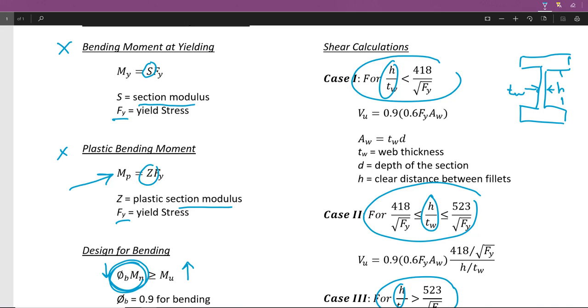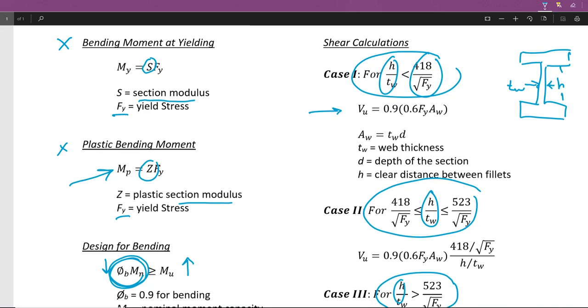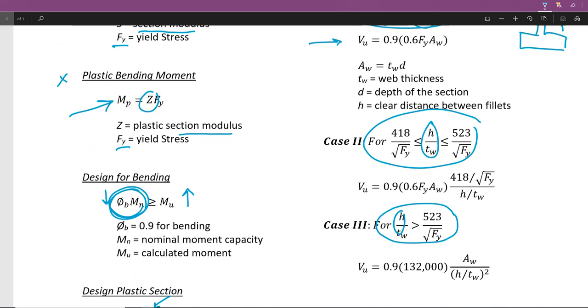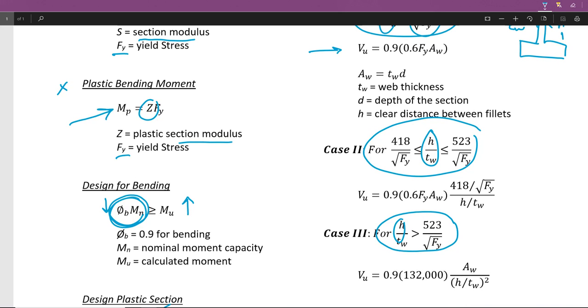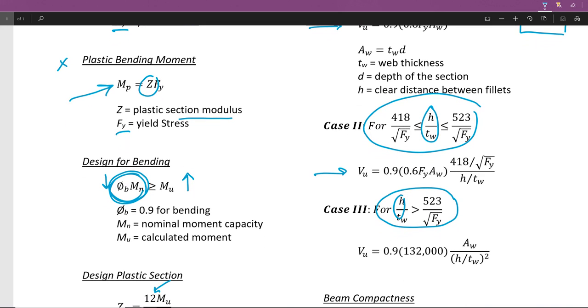You'll see how we do that in the example. Divide it by 418 or 523, and if that slenderness ratio for the web part of the beam is less than the 418 over square root of Fy, then it's case 1, and we would use this equation. Otherwise, if it's in between that and 523 over square root of Fy, we would use this equation, and if it's greater, we would use this equation.